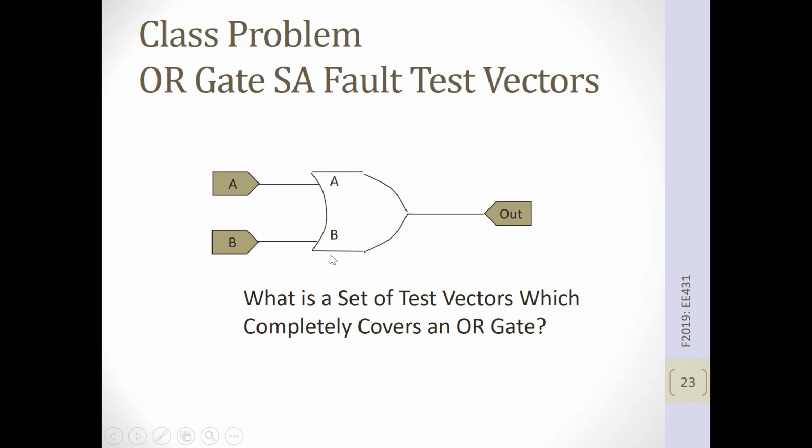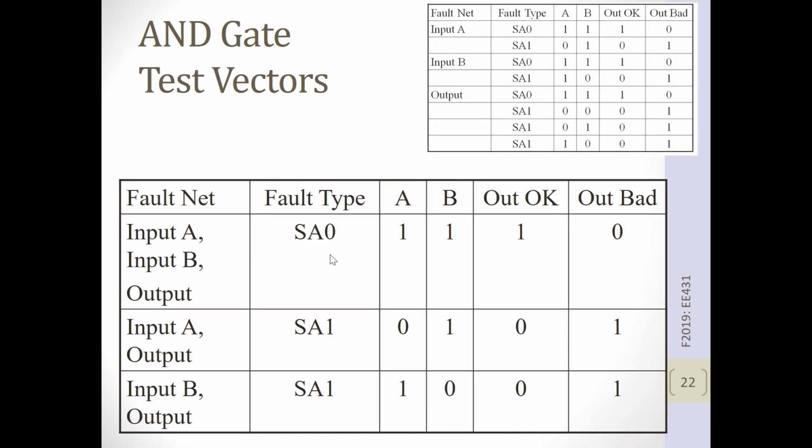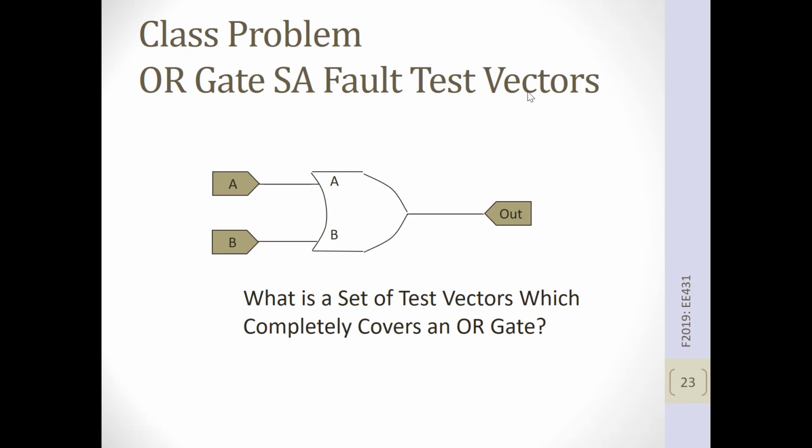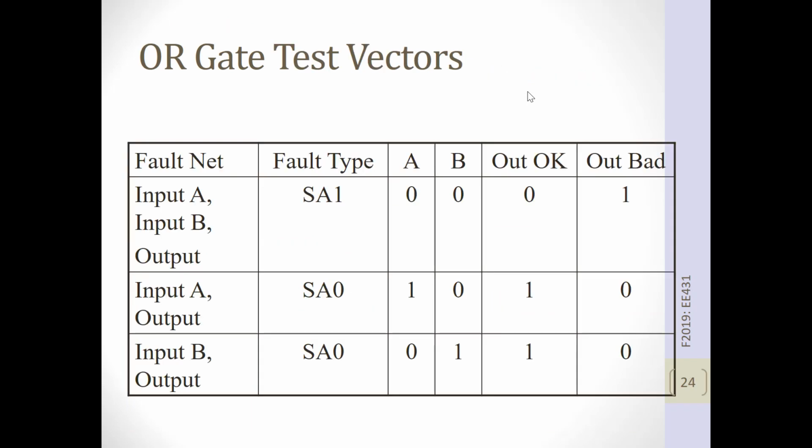for the AND gate, you started out with this large table and then you reduced things down by seeing that, hey, you can do a stuck at 0 at A, stuck at 0 at B, and a stuck at 0 at the output by this one test. When you went through that and made sure all the faults were covered, you ended up with these 3 test vectors. For the OR gate, if you go through those same steps, you end up with these 3 test vectors.